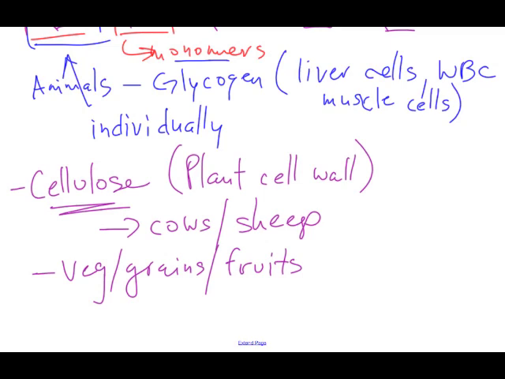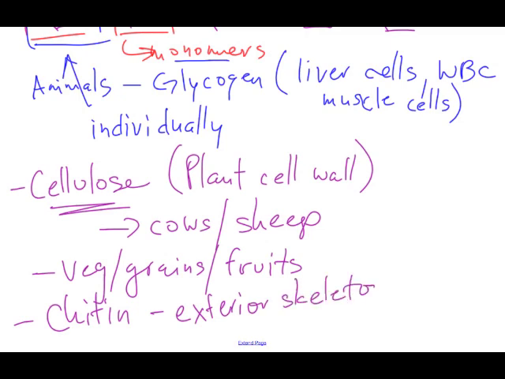Another polysaccharide that I want to touch upon is chitin. Chitin is the exterior skeleton found in some insects, in things like lobsters and shrimp, and in some mushrooms as well. Chitin is a tough material that humans find difficult to digest. That's one of the reasons why when we eat lobster, we crack the shell and eat what's inside.